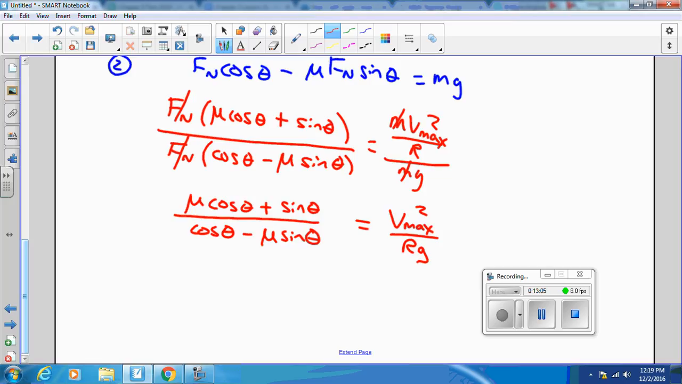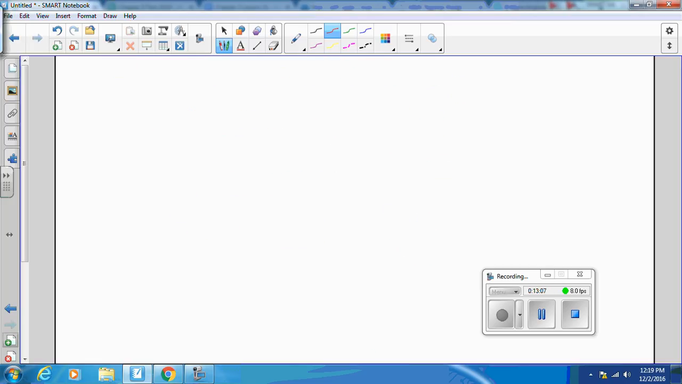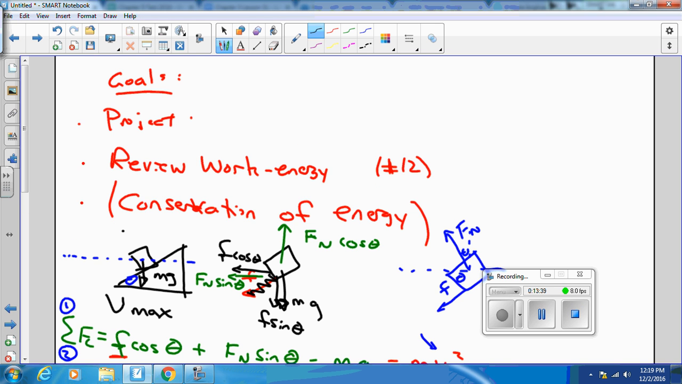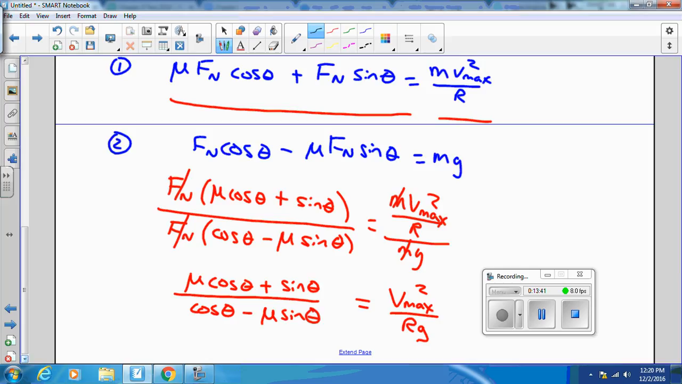But here's your job for tonight. What I would like for you to do is to take the Vmin situation, three-body diagram, Newton's laws, and just as we did today, find Vmin squared in terms of theta, just like we did for Vmax. You can go back and look at the expression that we have right here.